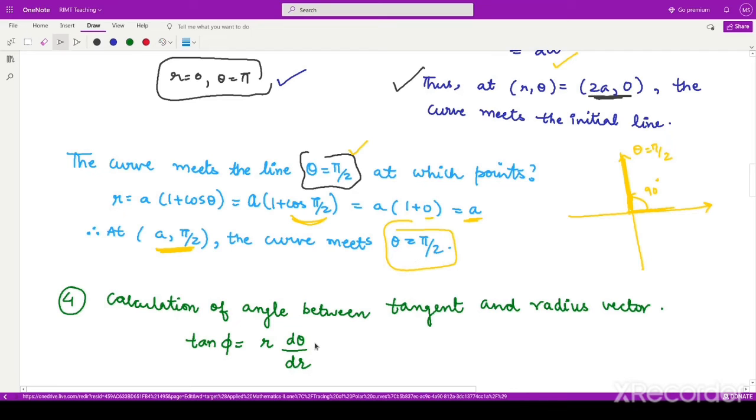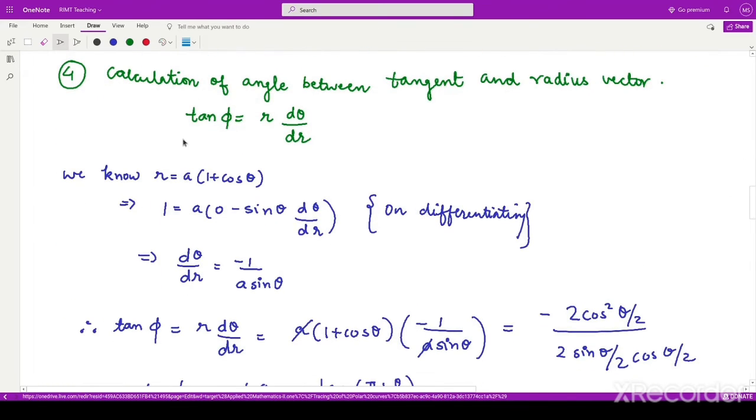So next we will calculate the angle which the tangent and the radius vector make. If I denote this angle by phi, which represents the angle between the tangent line and the radius vector of the given curve, this is calculated through this formula. This you have to remember: tan phi is equal to r into d theta by dr. So we have this curve r is equal to a(1 plus cos theta).